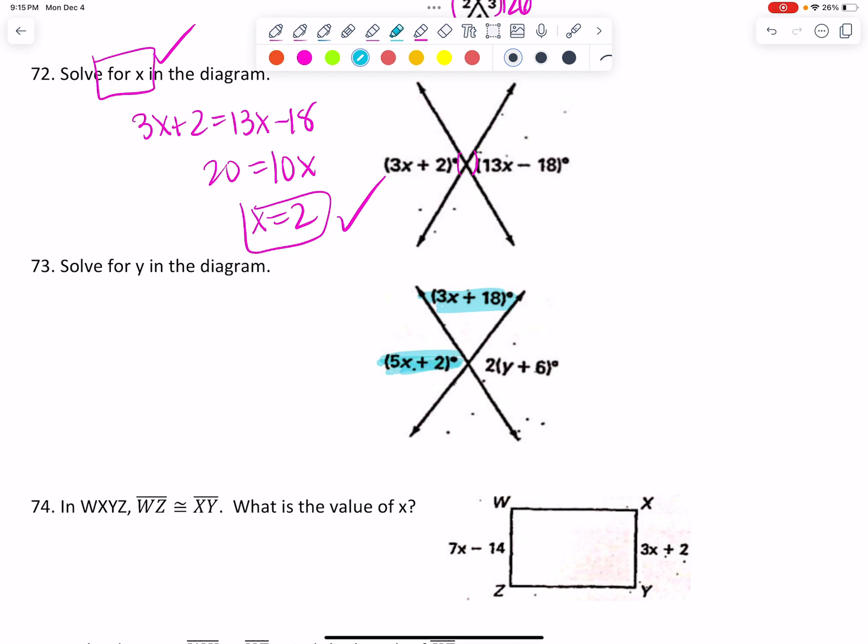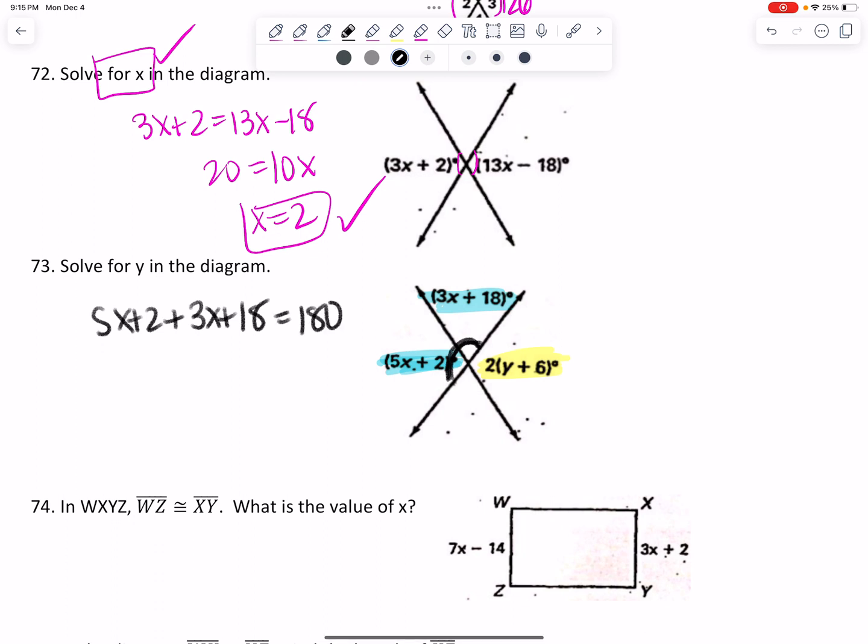All right, the next one's a little bit trickier because the expressions that have x's in them are the blue ones. The expression that has a y in it is the yellow one. So what is the relationship between the expressions that have blue ones? Those are going to be a linear pair. So I can take 5x plus 2, and I can add it to 3x plus 18, and I can add those up to 180 because they form a straight line. So 8x equals 160, so x equals 20.